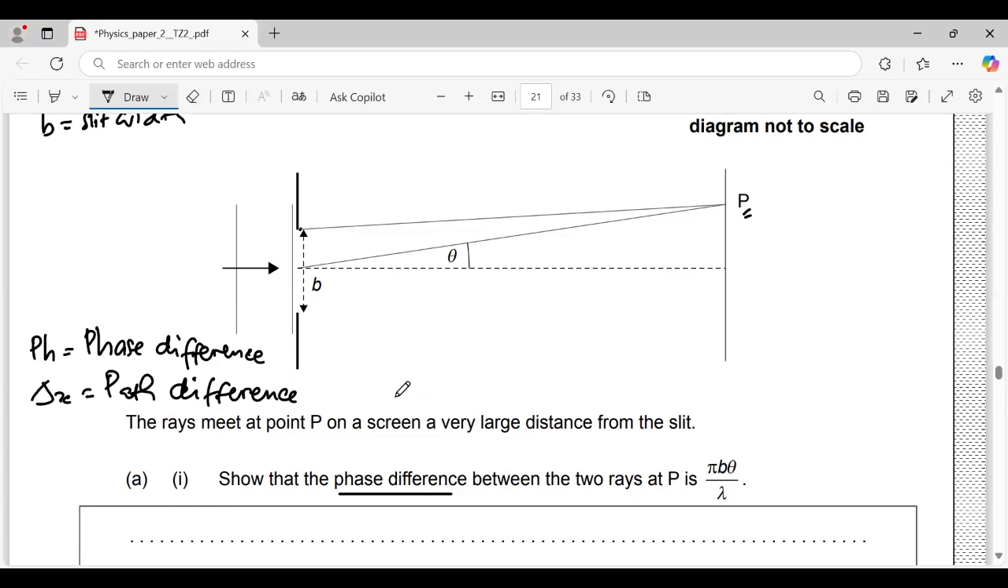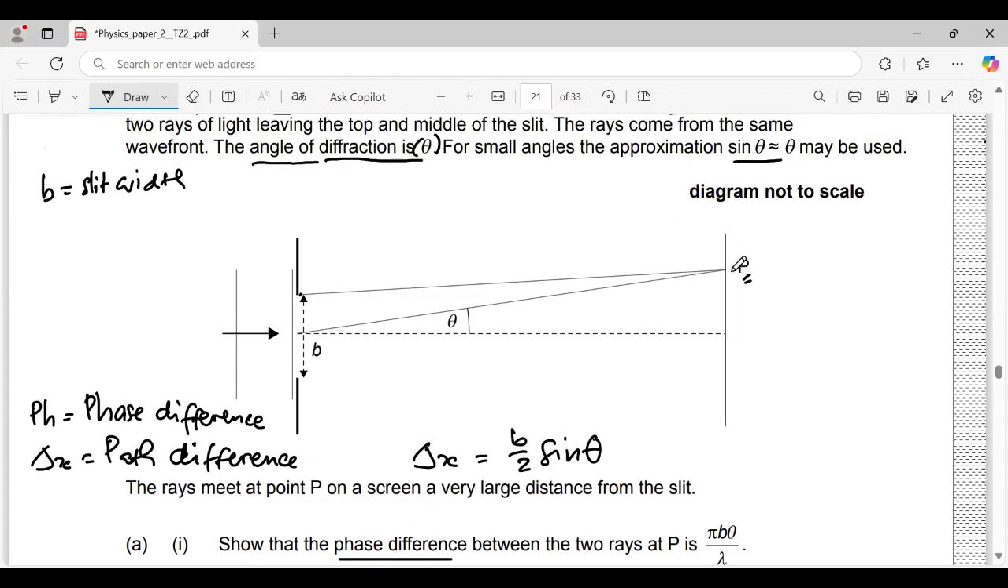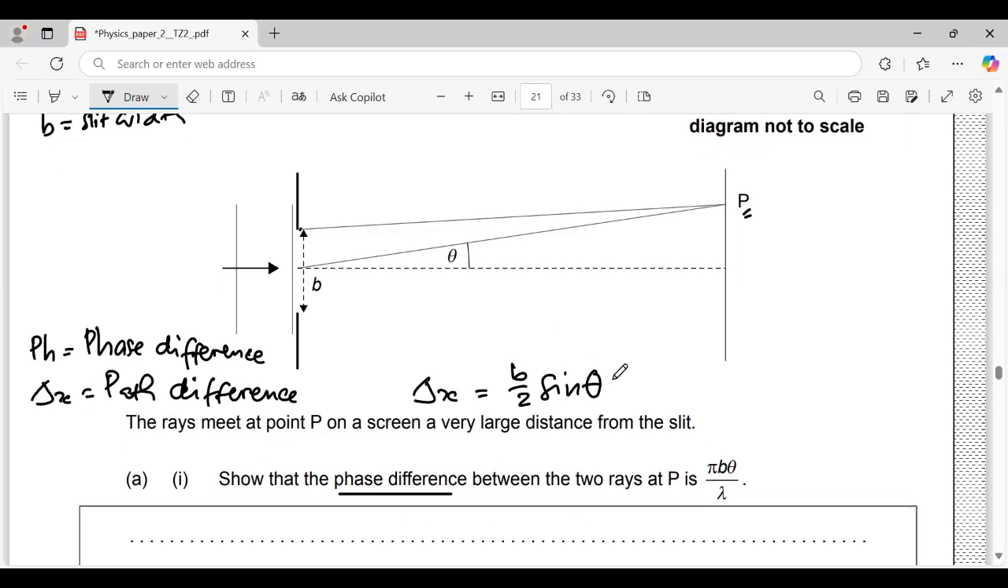So we are going to use a trigonometric rule that delta x equals b half sine theta. According to this information, sine theta is equivalent to theta, so we can simplify delta x becomes b half times theta, or delta x equals b theta over 2.